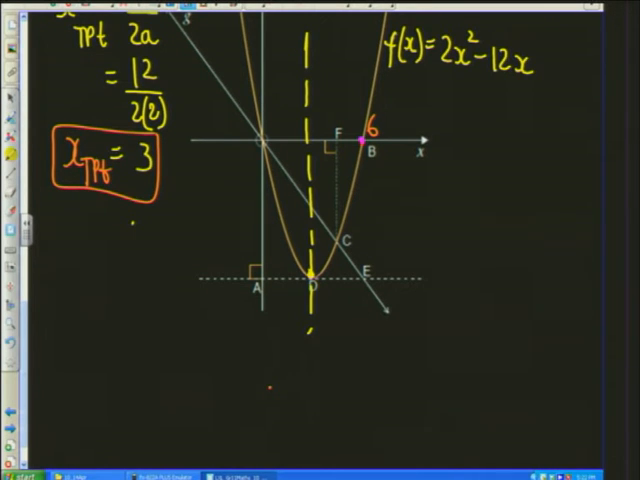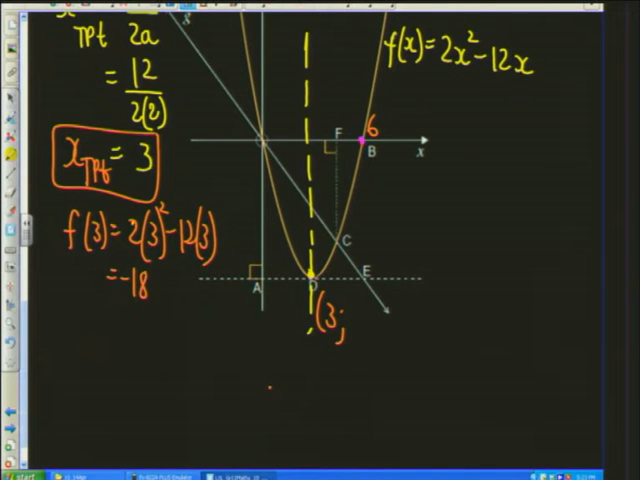So 3 times 3 is 9, times 2 is 18. 18 minus 36 would be negative 18. So this value over here is 3. And then just double check here. F of 3 would be 2 times 3 squared minus 12 times 3. So that's 18 minus 36, which is negative 18. So that's the coordinates of D, which means this horizontal line is the line y equals negative 18. So that's calculating intercepts, turning point.